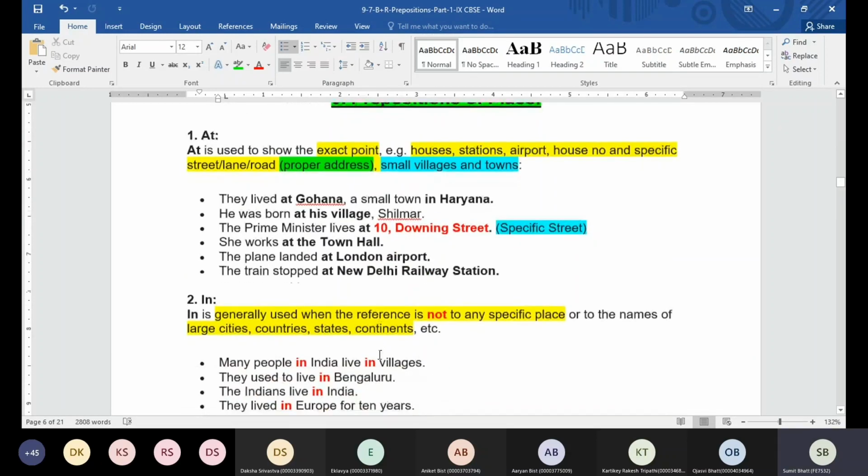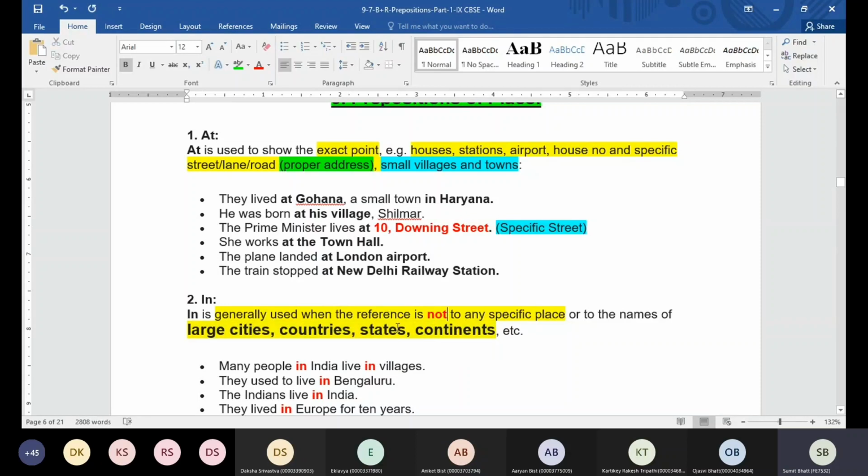But if you refer to something bigger in size, like large cities, countries, states, or continents, in that case we don't use the word "at"; rather we use the word "in". Like, many people in India live in villages. Here we use "in India" because India is very big, and "in villages" because we are referring not to one particular village, but to all the villages.